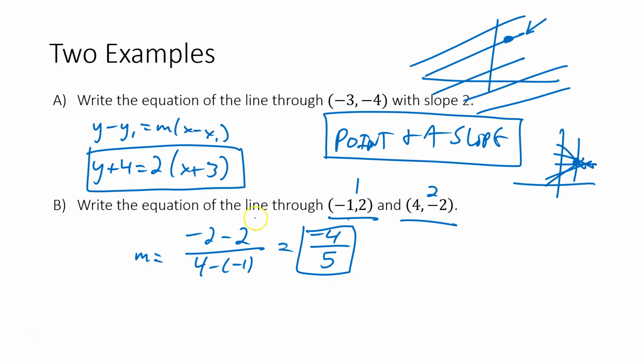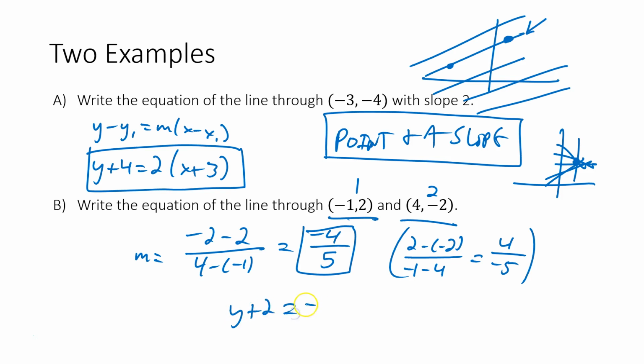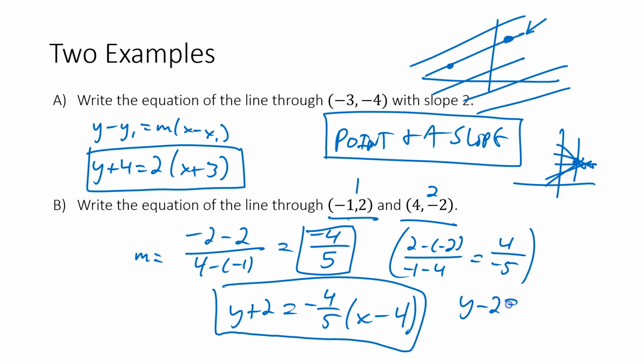Notice if you went the other way, you would have had 2 minus -2 divided by -1 minus 4. That would have given us a +4 on the top, and on the bottom a -5. Remember, the first day of class we talked about this. Doesn't matter where the negative is, same number. Okay, so we have our slope. Now do you think we can use either point? Absolutely. That's like having this point and this point. Doesn't matter which one you use, it will give you the same line. Let's use point 2. So we have y plus 2 equals -4/5 times (x minus 4). And if you use the other point, y minus 2 equals -4/5 times (x plus 1).